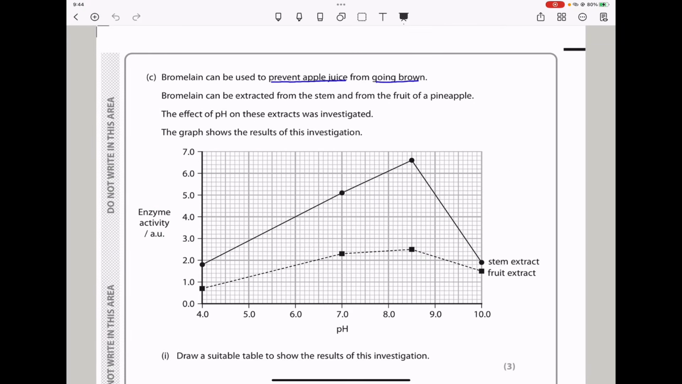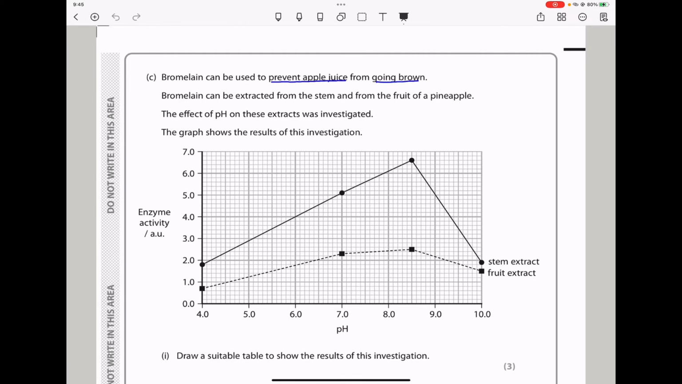Moving on. Here they say, bromelain can be used to prevent apple juice from going brown. Bromelain can be extracted from the stem and the fruit of a pineapple. The effect of pH on these extracts was investigated. The graph shows the result of this investigation. So we see the enzyme concentration on the vertical axis, as well as pH on the horizontal, and we can see for both the optimum pH is about that, at least based on the results we have.